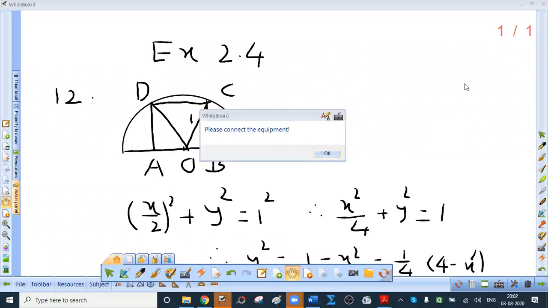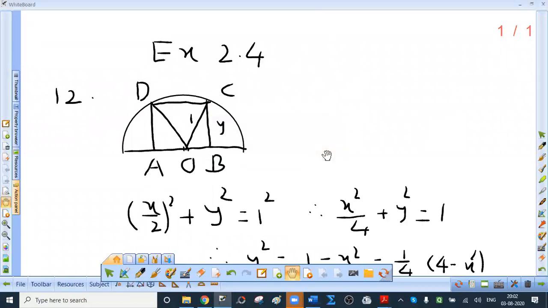Now, what is the speciality of this? The two vertices A and B of rectangle ABCD lie on the diameter. Just draw the rough sketch.